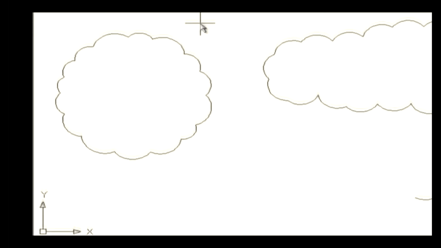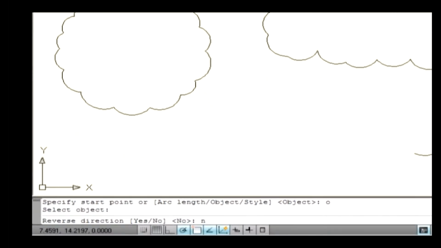Now the command line asks you to select an object. Now select the circle on the drawing area. The command line asks you to specify the direction of arc projections. Type N on the command line and press Enter to have the same direction projection of arc. Thus the object is converted into a revision cloud object using the Object option in a revision cloud.